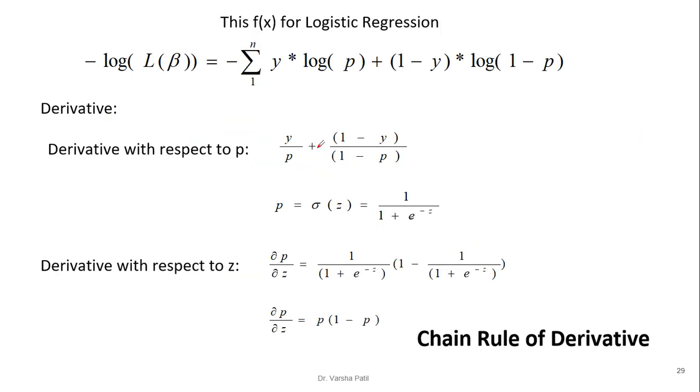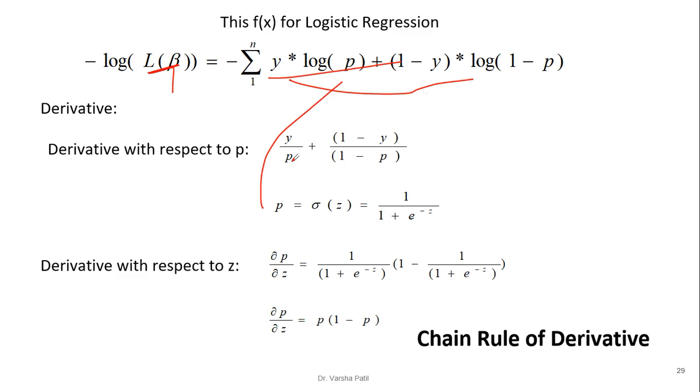Now we are taking the derivative. So this is the original function, that is log L of beta. We first require to take the derivative with respect to beta 0 and beta 1. But here the derivative cannot be taken directly, because this term is with respect to p, which is with respect to z, and z is with respect to beta 0 and beta 1. So first we will take the derivative of this term.